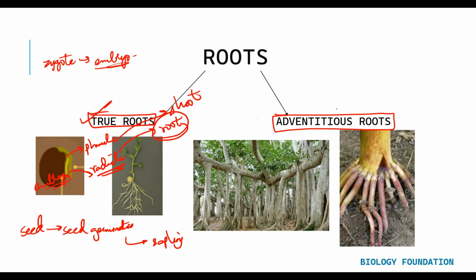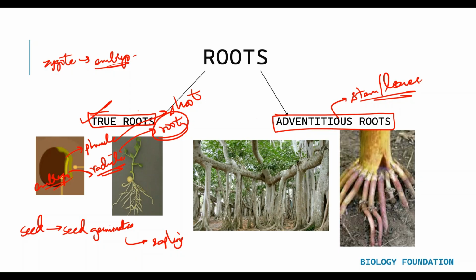What are adventitious roots? These are the roots which develop from stem or leaves, unlike true roots, which develop from the radicle. When the seed germinates, it produces structures known as radicle and plumule. Radicle gives rise to root, plumule develops into shoot. Those roots which develop from the radicle of an embryo are said to be true roots. Adventitious roots are the roots which develop from any other part of the plant, like the leaves or the stems. We will see the examples later.